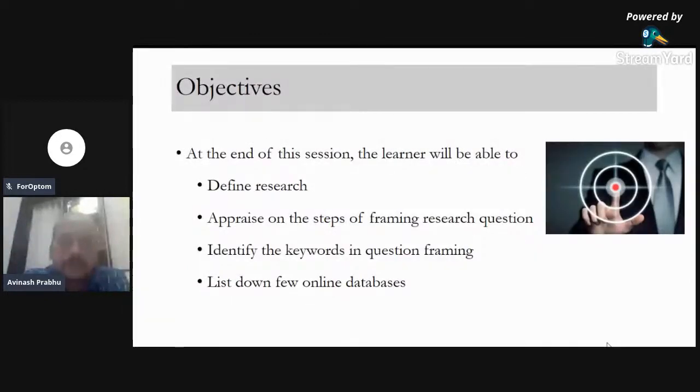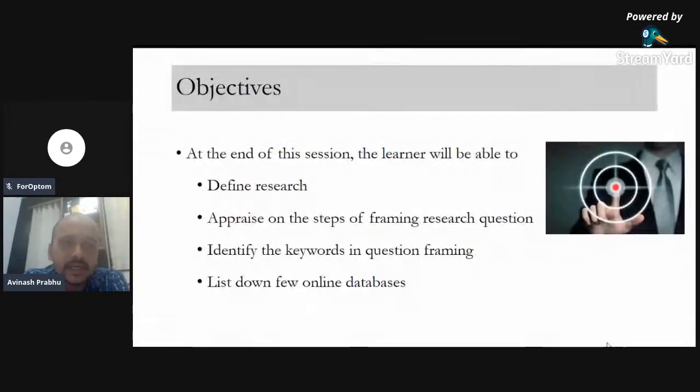So the objectives of this session will be, at the end of the session, all the learners will be able to define research, apprise the steps of framing a research question, identify the keywords in question framing, and at the end, we will close with a list of a few online databases as well.